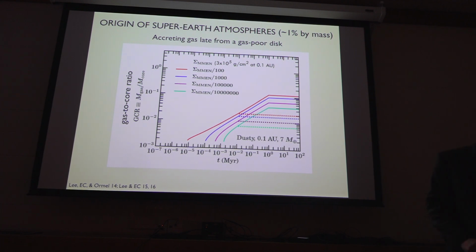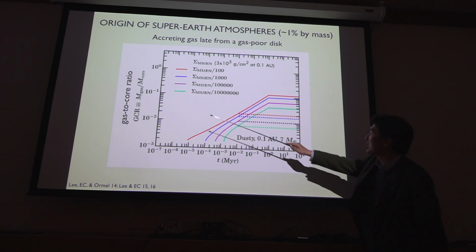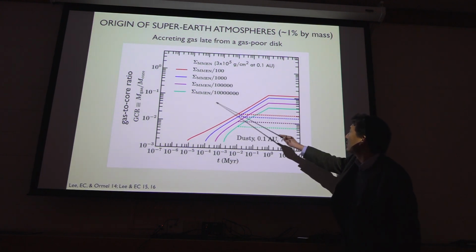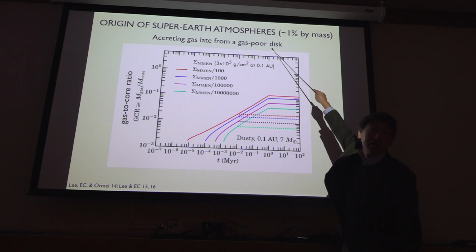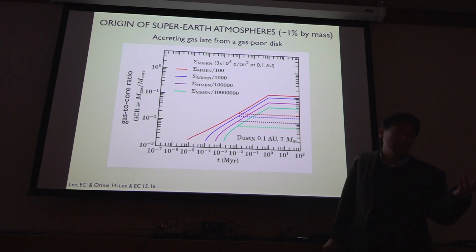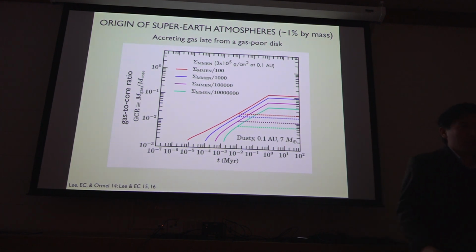What happens if you don't deplete at all? Oh, good question. If you don't deplete at all, sigma MMEN, the curve looks like this. Oh, runaway. Oh yeah, bad news. Good news for giant planets, but terrible for super Earths. Great question. I'm going to get there at the end.